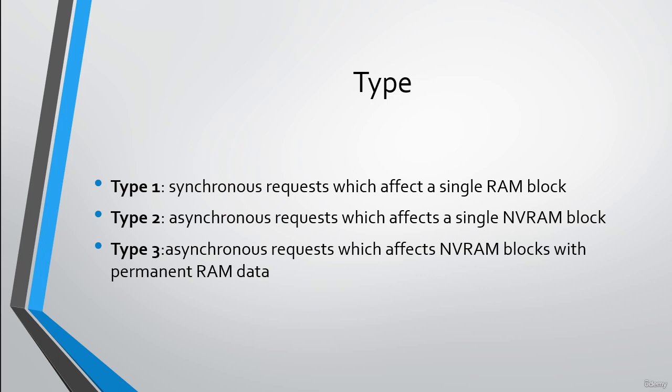And the last one is type 4, which consists of synchronous requests for initialization. So any synchronous request that is used for initialization comes under type 4.